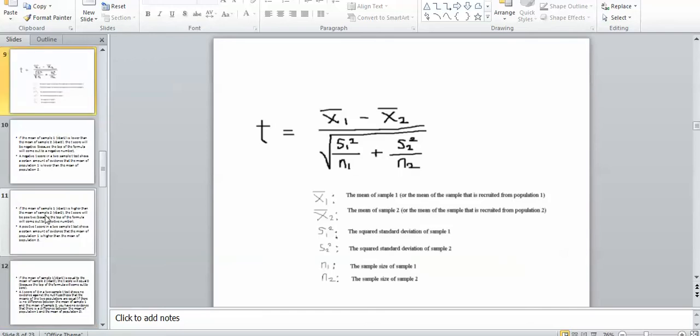In a two-sample t-test, you calculate this t-score, which has a lot of different values from your two samples. It's the mean of sample 1 minus the mean of sample 2 over this square root, which includes the two sample standard deviations and the two sample sizes inside of it.